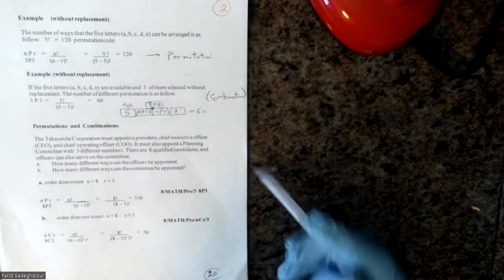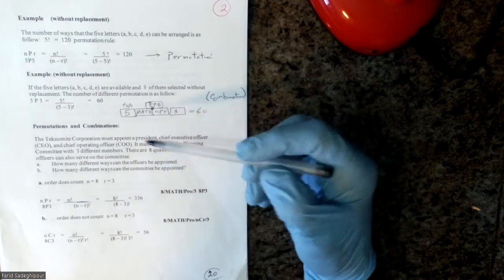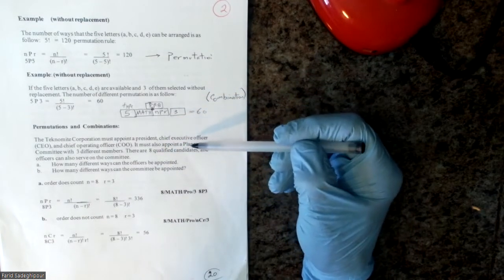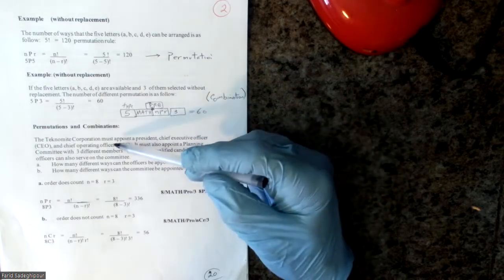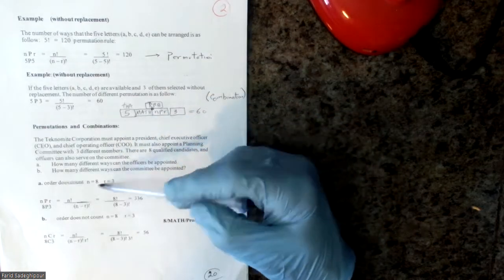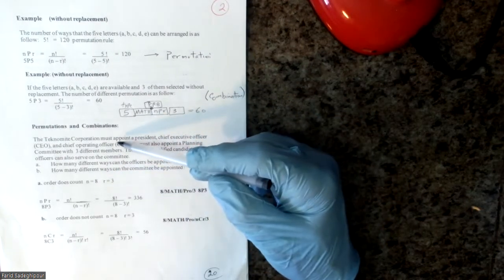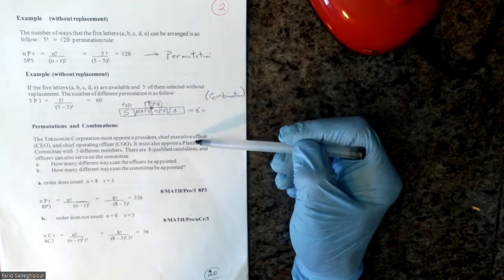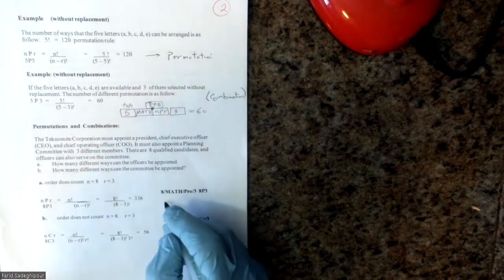In these examples, the tech company must appoint a president, chief executive officer, CEO, and the chief operating officer. So 3 out of 8. And order is important. So they want to have the president first and the chief executive officer second. So in that case it would be nPr because order is important. The first one is permutations.